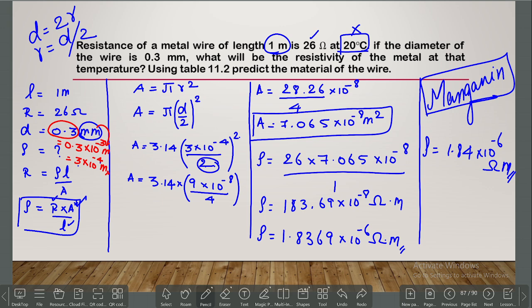But we no need to memorize all the tables. Suppose you get any question based upon this, predict the material, then they will be giving a certain table, and from that given table we can identify the material. So no need to memorize the whole tables.